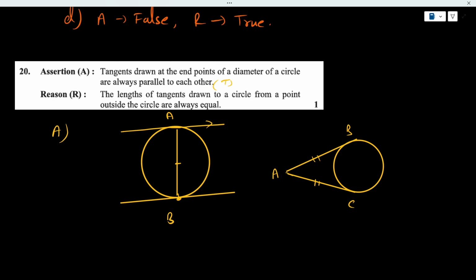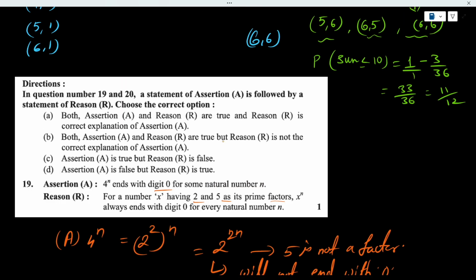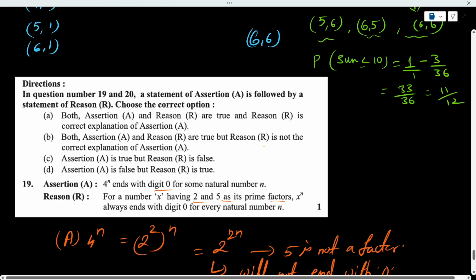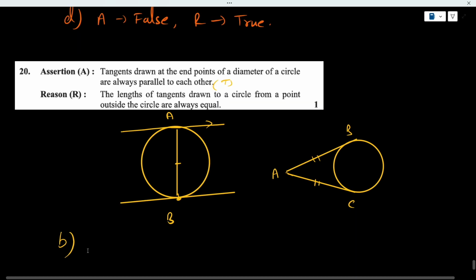So which option is going to be the right option here? This is not option number A, okay? Assertion is true, reason is also true, but not the correct explanation. See, look here. Both assertion and reason are true, but reason is not the correct explanation, which means your option number B, right?